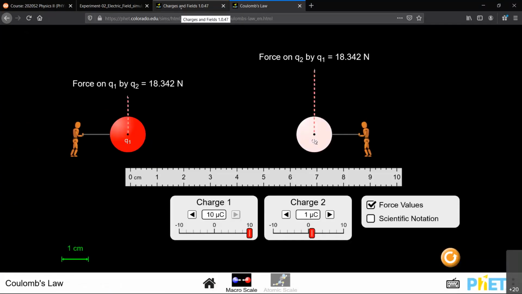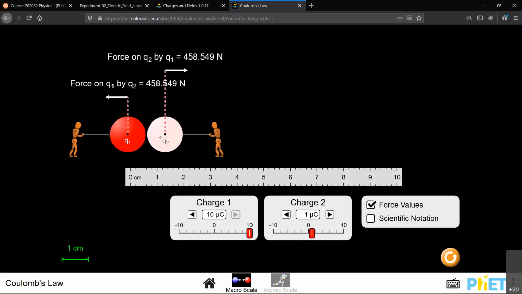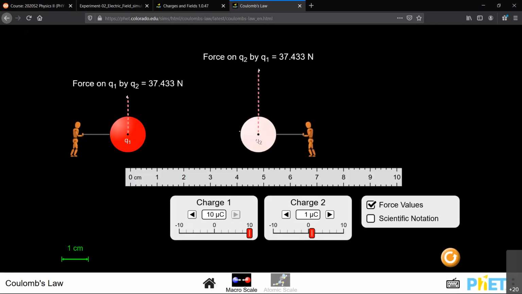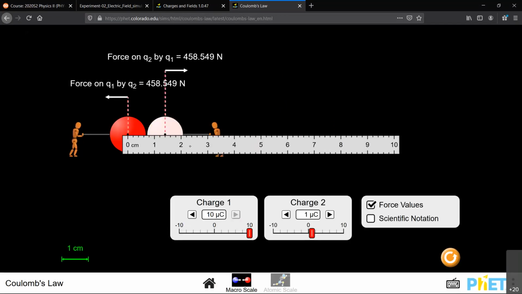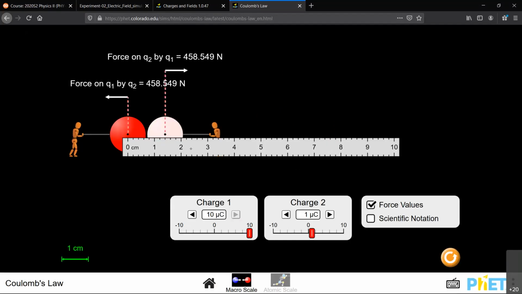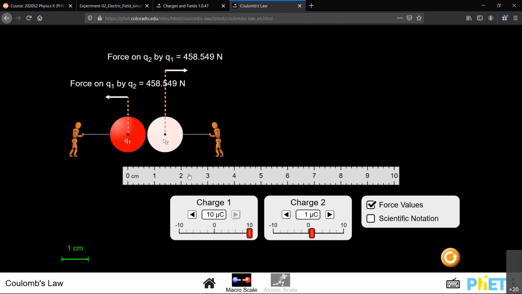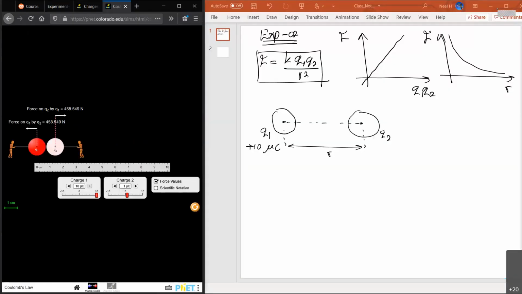Now you can see charge object number one should be at your left-hand side, the very end. Charge object number two you can bring as close as possible to charge object number one. The closest possible place is about 1.4 centimeters from object number one. You can't bring anything closer than that. Then let's take a look at what the lab manual is asking.